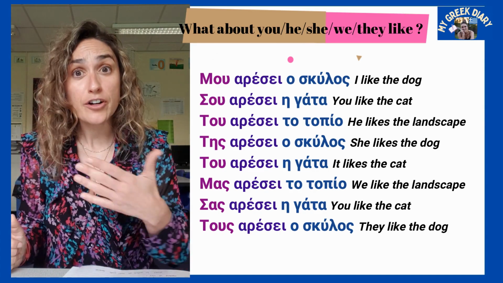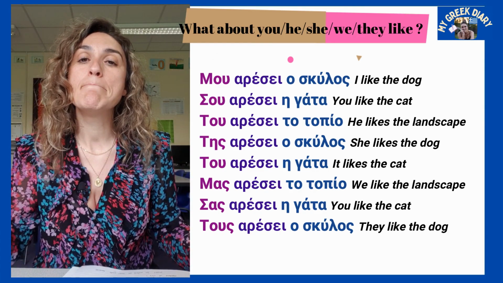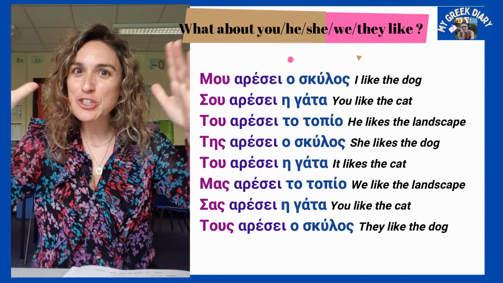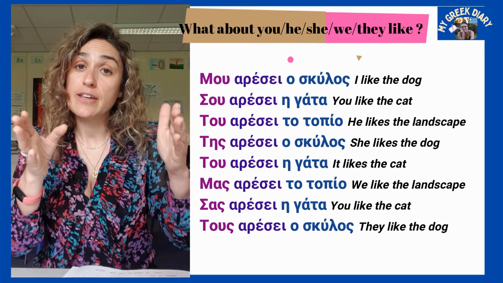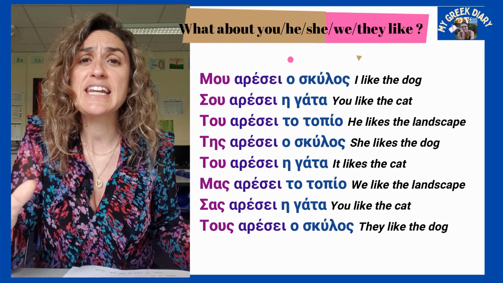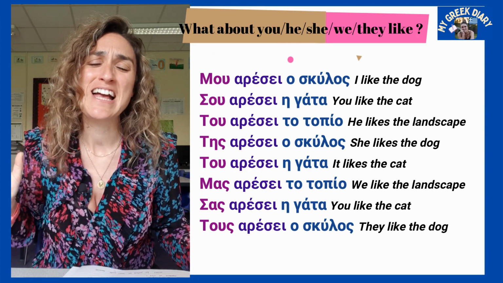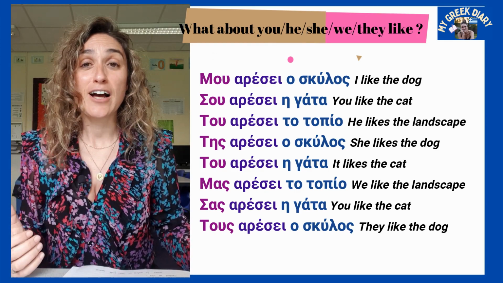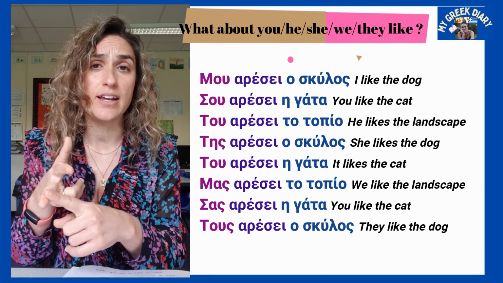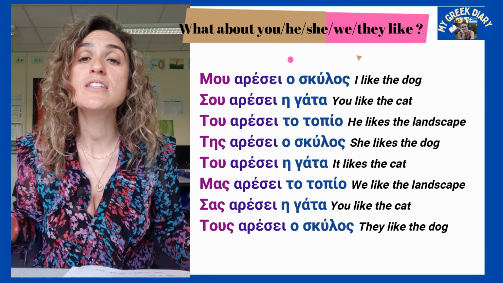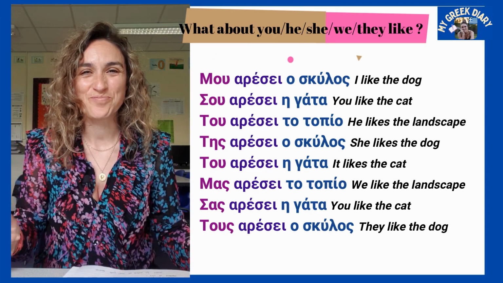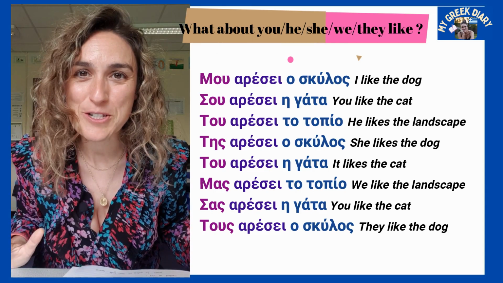Okay? For the we form, we are gonna say μας αρέσει. Μας αρέσει ο σκύλος. Μας αρέσει το τοπίο. For the you, formal and plural, we are gonna say σας. Σας αρέσει ο σκύλος. Σας αρέσει η γάτα. And for they, whether it's they feminine, they masculine, they neutral, it's not gonna change. We will say τους. Τους αρέσει ο σκύλος. That's how it works.